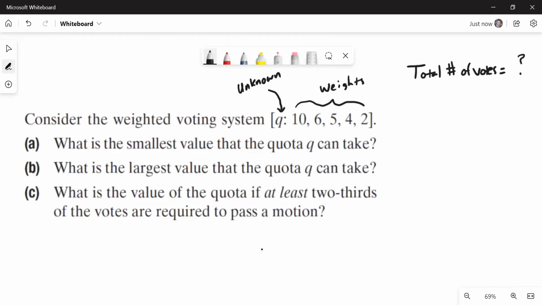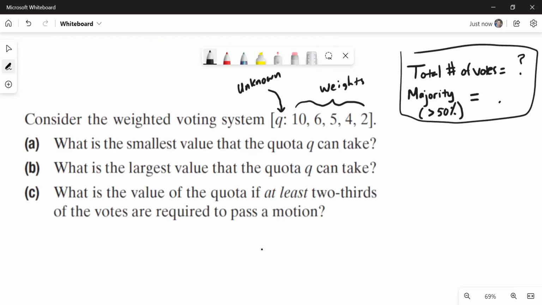All right, and then, if you think back to previous things we've studied, what would be considered a majority here? This is going to be important for us in determining a quota. Remember, a majority is greater than 50%, more than half, right? So take a moment to calculate that. That's also a review question. All right, so then the questions for us here, after you have those solved and written down: A, what is the smallest value that the quota can take? Well, the quota has to be greater than or equal to a majority.